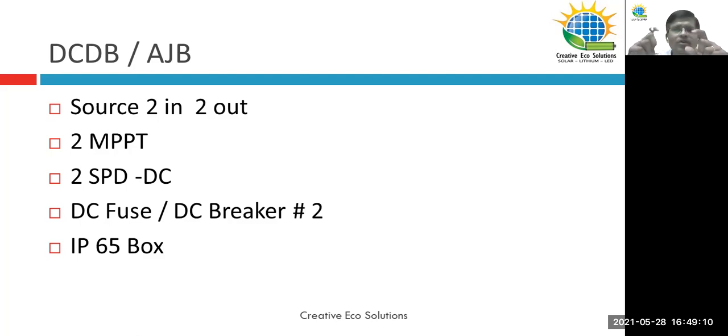One, we have control on the strings with the breaker, and the other important thing is the SPD. And all this DCDB has to be earthed properly, and it has to be a dedicated DC earth for this DC current. We can't mix it with an AC earth.